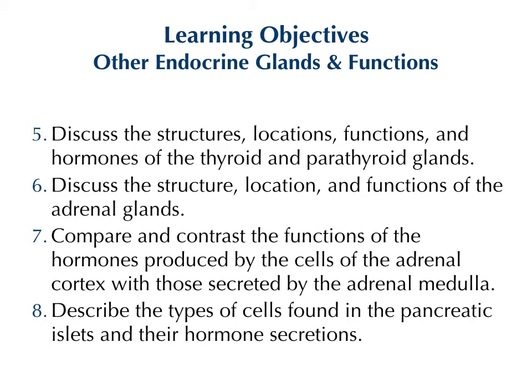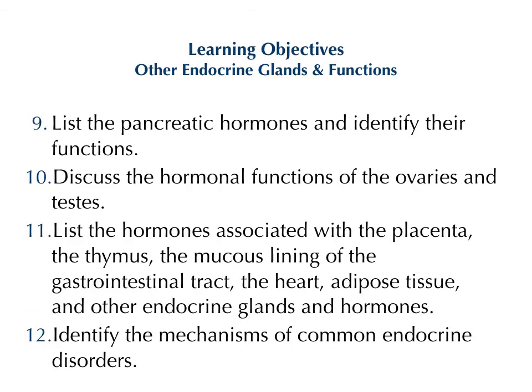Then we are going to describe the cells found in the pancreatic islets and their hormonal secretions. We're going to identify those hormones' functions, and then we'll briefly look at some of the functions of the ovaries and testes, but most of that will be left to our next section on reproduction. Similarly with the placenta, we're not going to look at that too much because that should go with the reproductive aspects. We've pretty much already talked about the thymus, the GI tract, and all that, but we're just going to lightly touch on how these function as endocrine organs themselves.